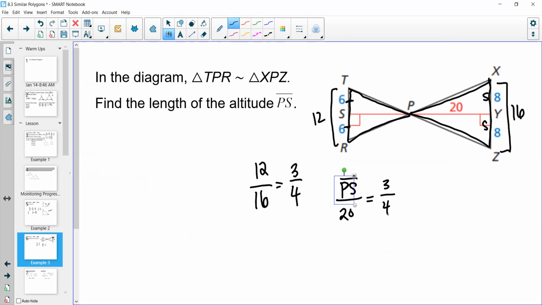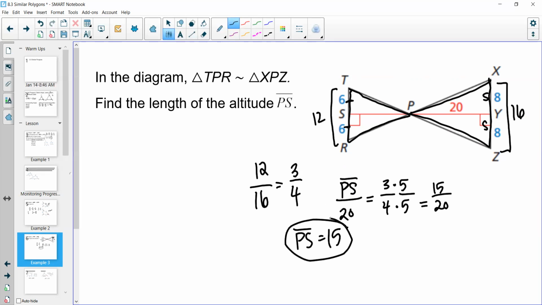So I'm going to use that same method where I ask myself, what can I multiply this by to get that? And I know 4 times 5 equals 20. Because I'm multiplying by a special form of 1, since this is just another way to rewrite that fraction 3/4, I'm going to also multiply this by 5, and we get 15. So that means that length PS equals 15.